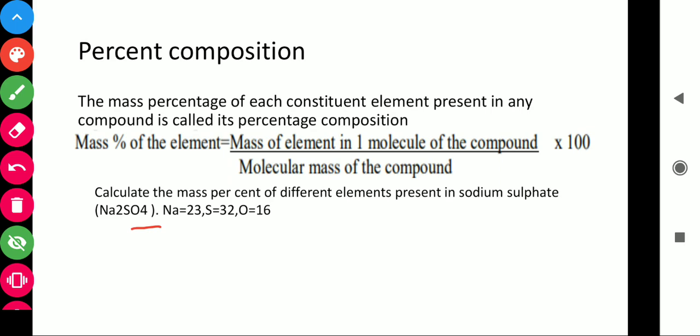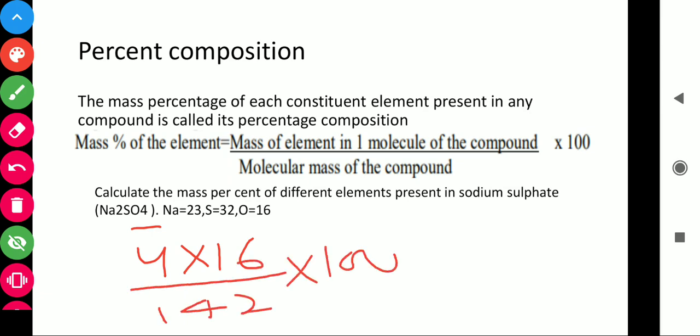Now the last element, that is oxygen. Oxygen has 4 atoms: 4 into 16 upon 142 into 100. What will it be? It is equal to 45.05%.